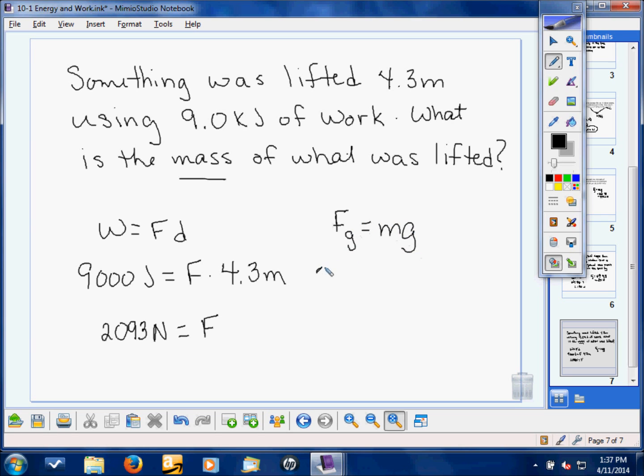So 2093 equals mass times 9.8. So the mass has to be 2093 divided by 9.8, and we get 214. What's my unit for mass? Kilograms. So this was a pretty good size something, roughly 400 pounds.